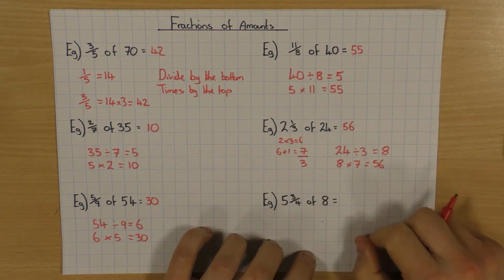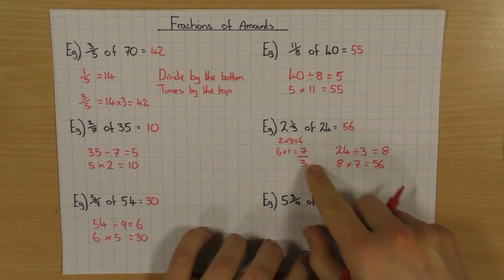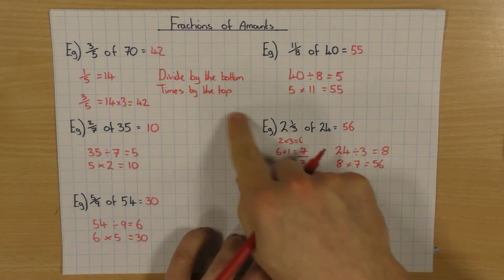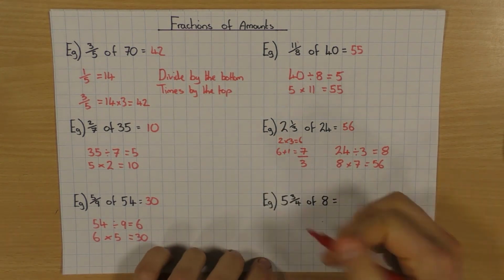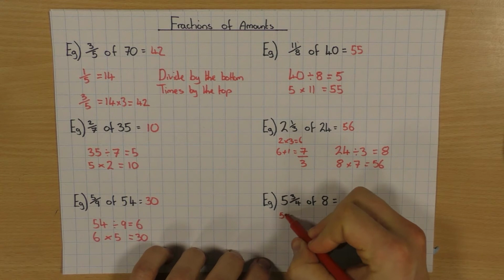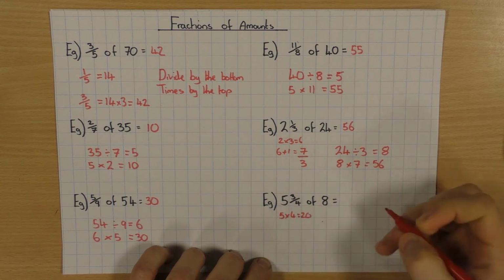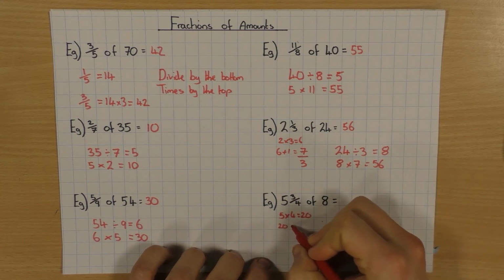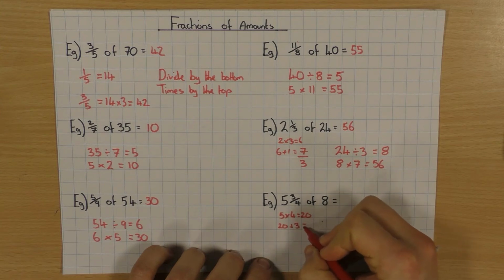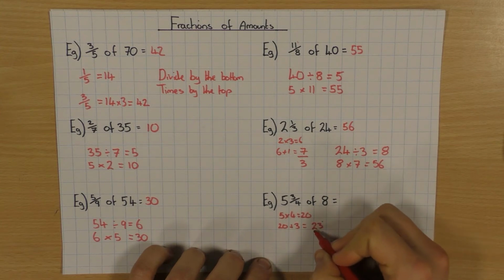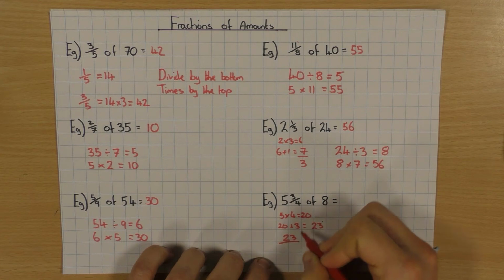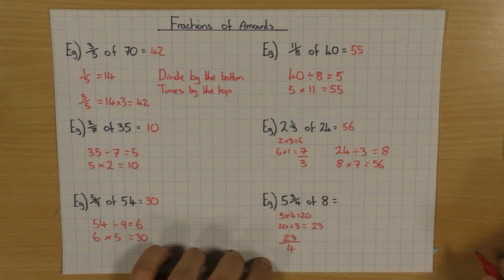So if you've got a mixed fraction, just convert it to top heavy or improper, and use the same thing: divide by the bottom, times by the top. Same thing for this one. So 5 times 4 is 20. Then 20 add the top, which is 3, so 20 add 3 is 23, and obviously the denominator is 4, so that's what it's going to be.